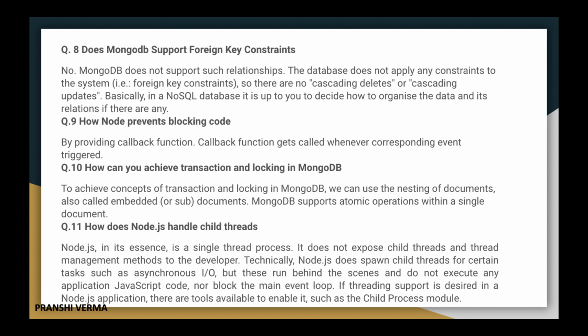When a child process is created, it is run on a separate thread from the main event loop. This allows the child process to perform long-running operations without blocking the main event loop. Overall, Node.js provides a flexible and powerful mechanism for creating and managing child threads, allowing developers to take advantage of multiple CPUs and achieve better performance and scalability in their applications.